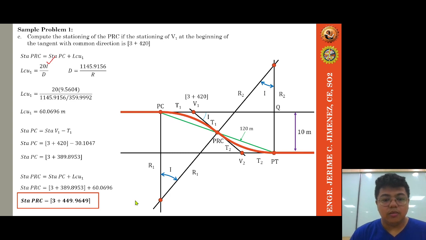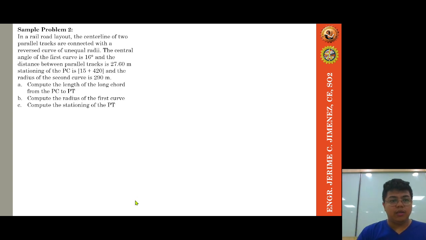Okay. So, sample problem number 2. In a railroad layout, the center line of two parallel tracks are connected with a reverse curve of equal radii. The central angle of the first curve is 16 degrees and the distance between parallel tracks is 27.6 meters. Stationing of the PC is 15 plus 420 and the radius of the second curve is 290 meters. Compute the length of the long chord from the PC to PT. Compute the radius of the first curve and compute the stationing of the PT.